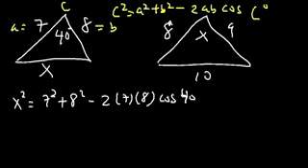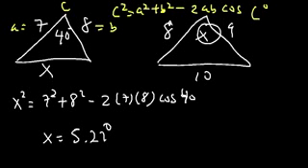So 7 squared plus 8 squared, type in exactly what you see, minus 2 times 7 times 8 cosine 40. So x squared is 27.2, and if you take the square root of that, x is 5.22. Now, if you want to find the angle, rearrange this equation.